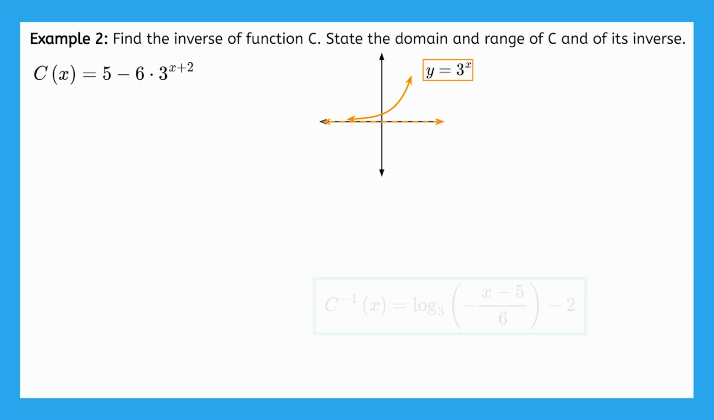To make the transformations easier to visualize, we can rearrange this equation by writing the 5 at the end to show that the 5 is being added outside the parent function. Pause the video and identify the transformations yourself. Then, sketch the graph.